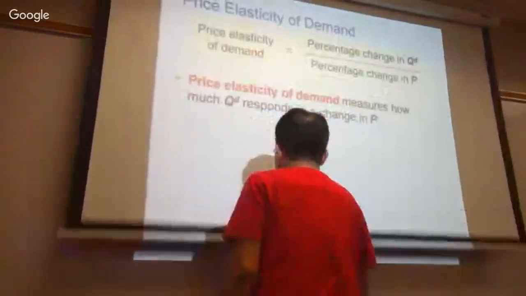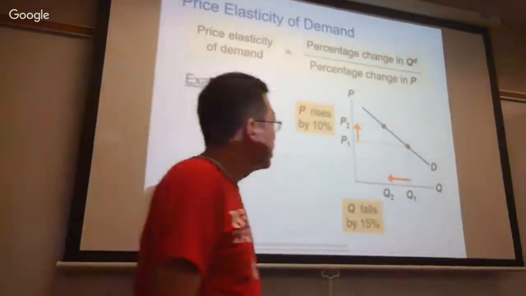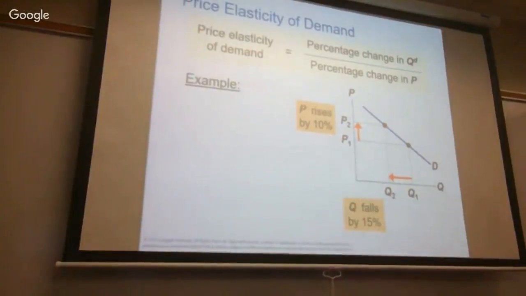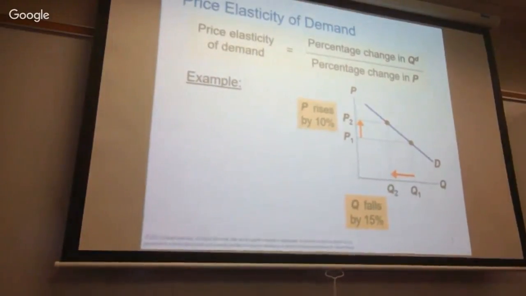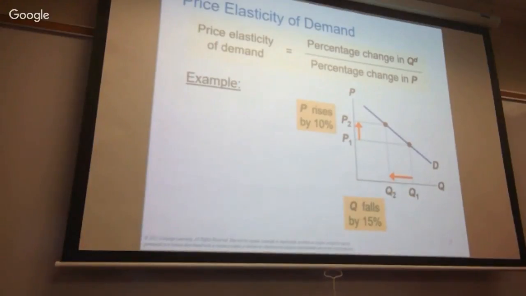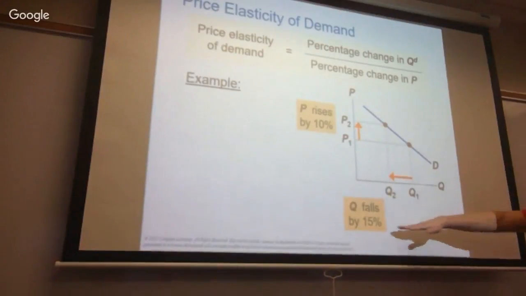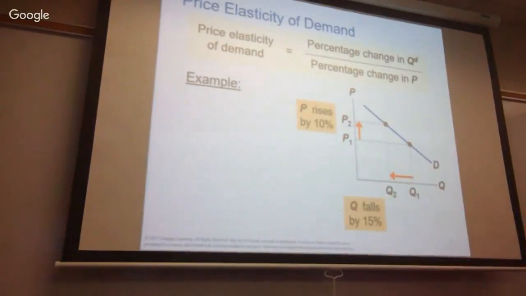Let's look at the problem. For this problem, let's suppose our quantity change is 15%. Our price change is 10%. How much is the elasticity for this problem? So the quantity change is 15%. The price change is 10%. How much is our elasticity for demand? Right, so we're going to use the percentage change in quantity, which is the 15%, divided by the percentage change in price, which is 10%. So how much is our elasticity for demand?